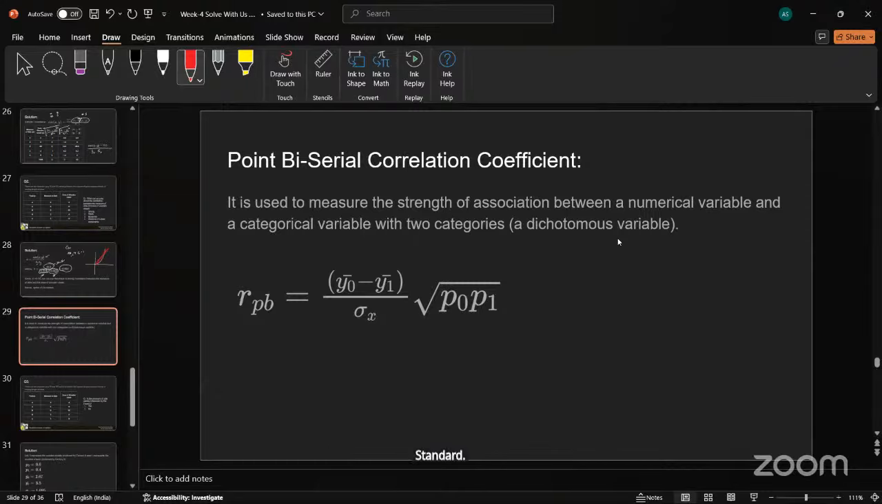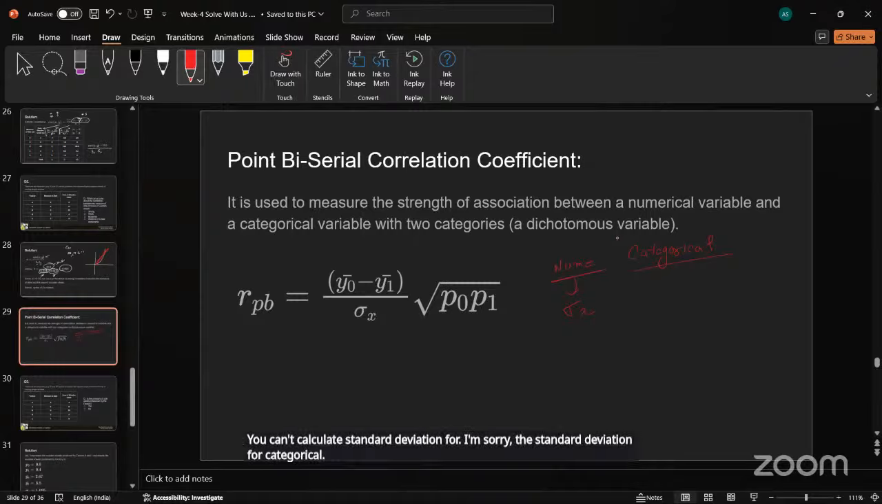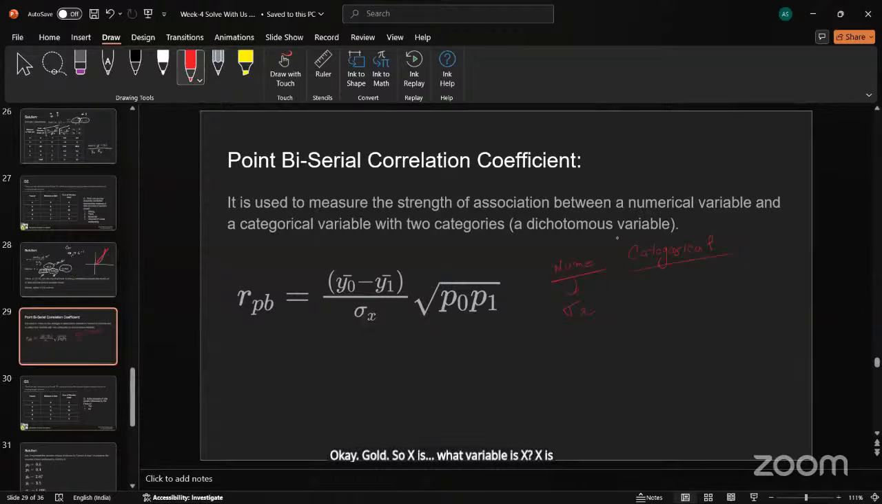Okay, when is point biserial correlation coming into the picture? When one of the variables is numerical and one of the variables is categorical. So for the numerical variable only you can calculate standard deviation. You can't calculate standard deviation for a categorical variable. So what variable is X? X is the numerical variable, and for the numerical variable itself you will calculate standard deviation.